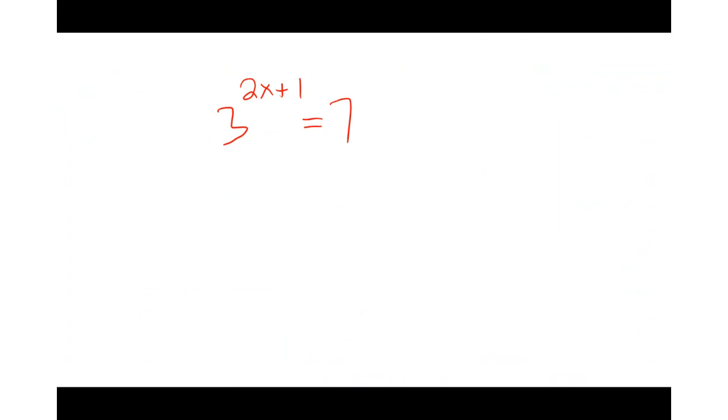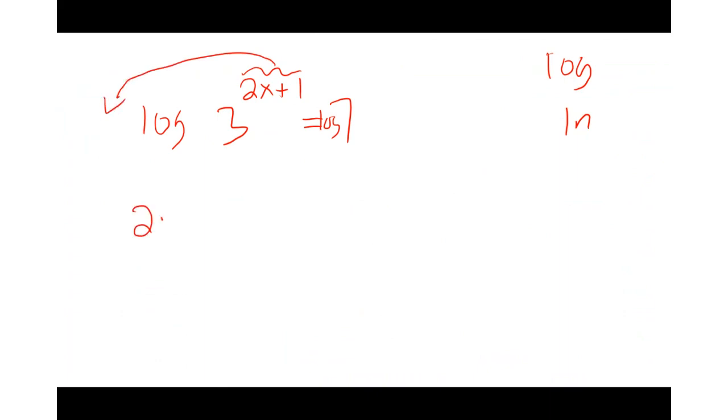All right. So the way we deal with that is we're going to take the log of both sides. Now, when I say we're going to take the log, understand that I mean either log or ln. Either way, it doesn't matter. It's the same answer either way. And the benefit of taking the log of both sides is that it allows you to use that property that brings the exponents down to the front. And it's 2x plus 1 times log 3 equals log 7.